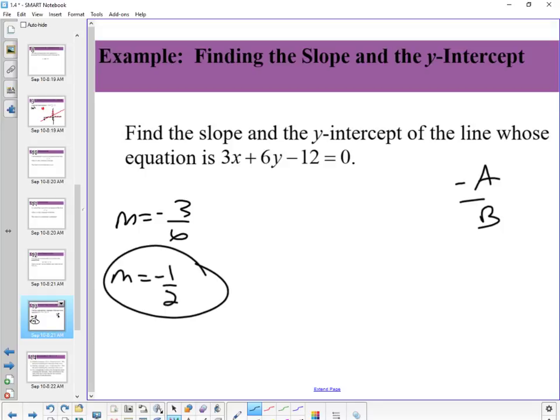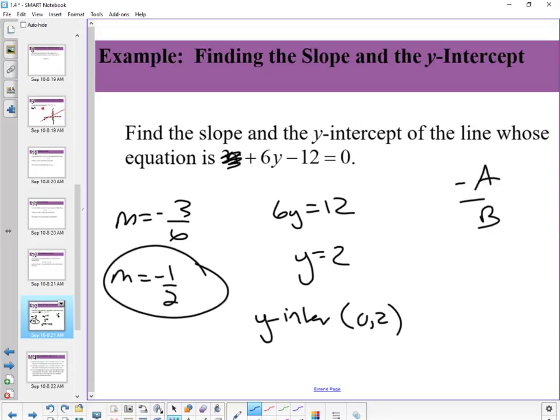Now for the y-intercept, you might have to do a little bit more. To find a y-intercept, what has to be the value of x? 0. So this is out of the picture, which means I got 6y is equal to 12, which means that y is 2, and my y-intercept is? 0, 2. So y-intercept is 0, comma 2.